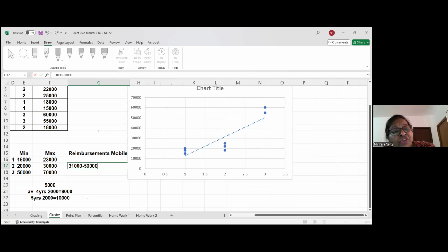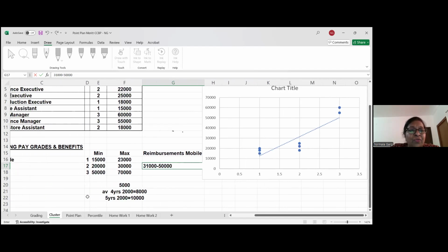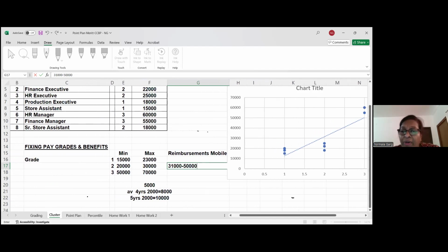Maybe there are positions where I want to put them in the same grade, but give them a higher salary, because higher grade means higher benefits. Grades are linked with benefits, while grades also have salary ranges. All your calculations, reimbursements, mobile expenses, whatever benefits, are linked to grade. Grade 1, these are the benefits. Grade 2, these are the benefits.